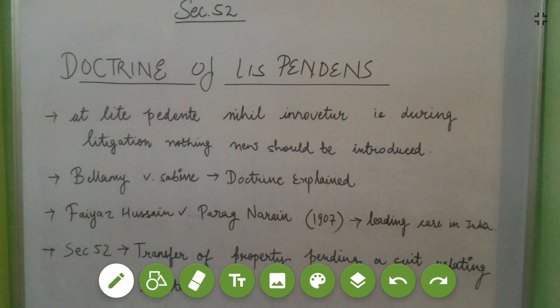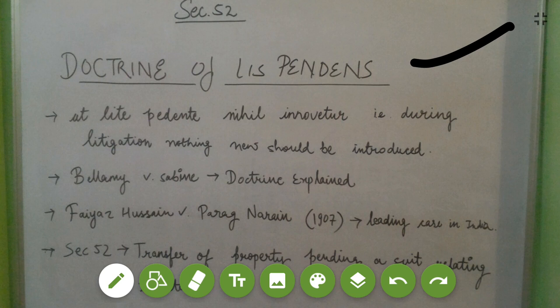So I've already done section 53A, that was the doctrine of part performance. So now coming to section 52. Section 52 is known as the doctrine of Lis Pendens. There is a maxim, "lite pendente nihil innovetur", meaning that during litigation nothing new should be introduced. Whenever a litigation is pending, nothing new should be introduced.